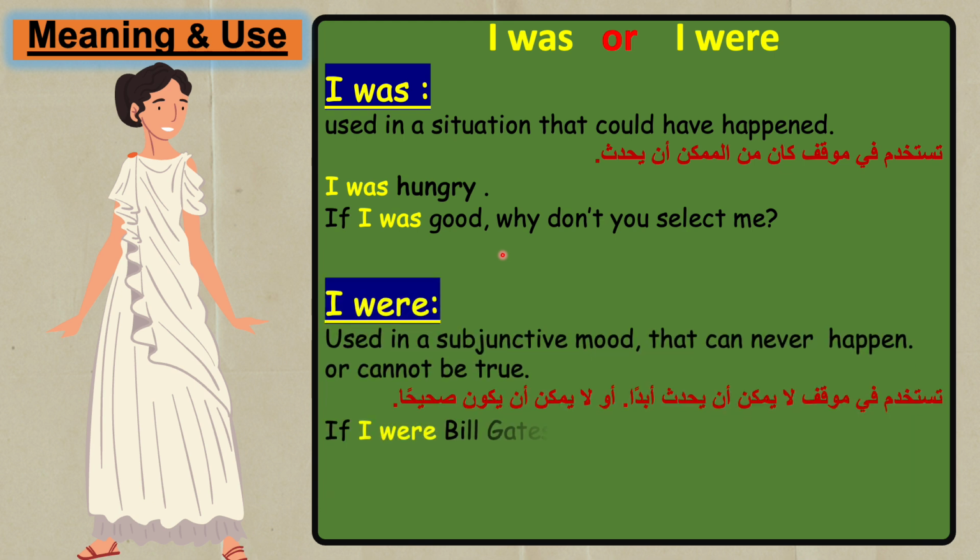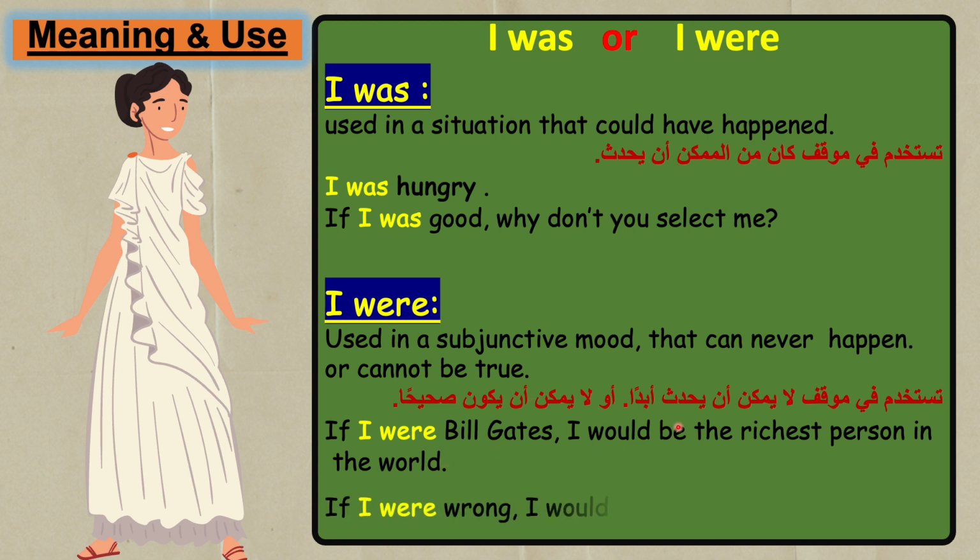I were. We use were with the subjunctive mood. That can never happen. If I were Bill Gates, I would be the richest person in the world. If I were wrong, I would correct my mistake. So the only time you would say I were is when we use an unreal conditional sentence.